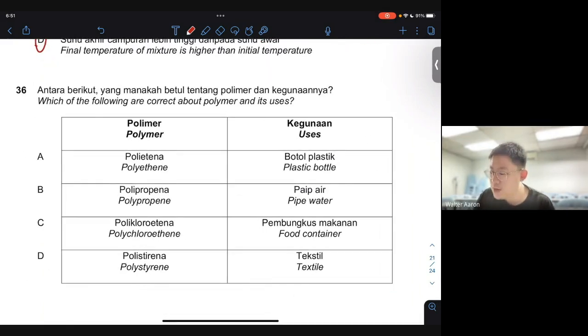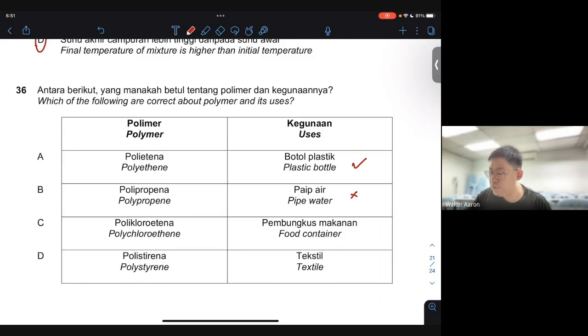36. Which of the following are correct about polymer and its uses? So polyethylene for plastic bottles, yes, the one that we always buy from the supermarket, the mineral water bottle, those are called polyethylene. That's technically correct. B, polypropylene water pipe, no, that's actually wrong.